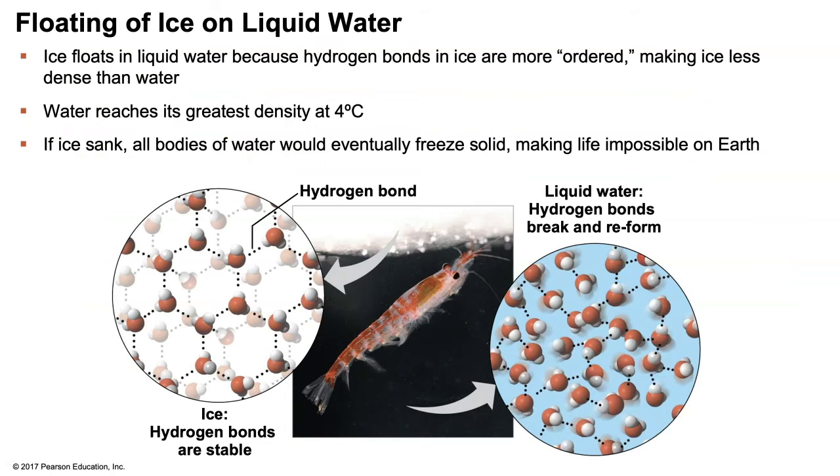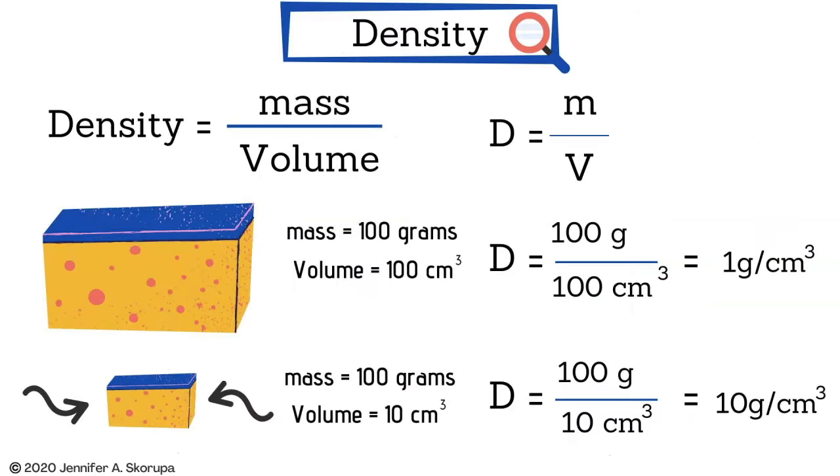The third emergent property of water is the floating of ice on liquid water. A quick trip back to elementary school science, and you might remember that buoyancy, or floating, has to do with density. Let's shine a light on density. The density of a substance is the mass per unit of volume. In other words, D equals m over v.